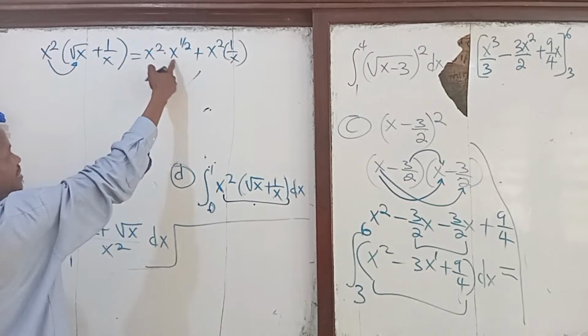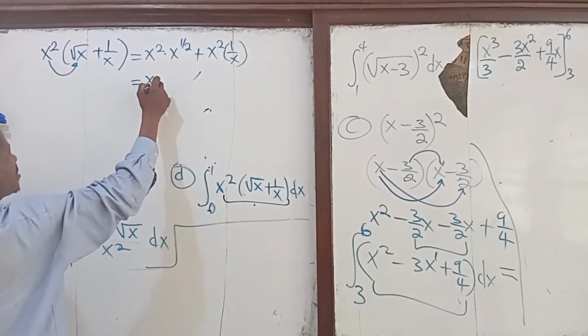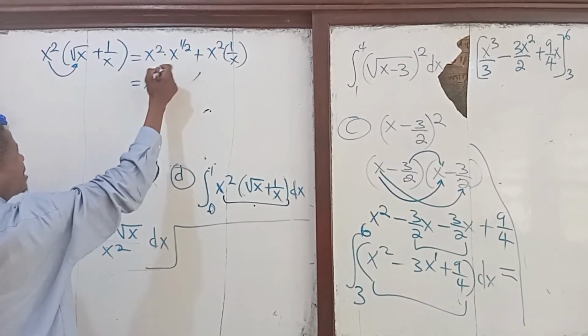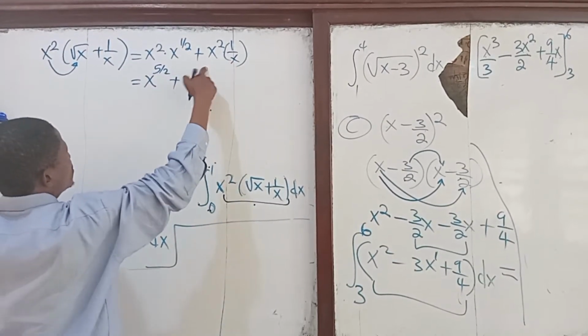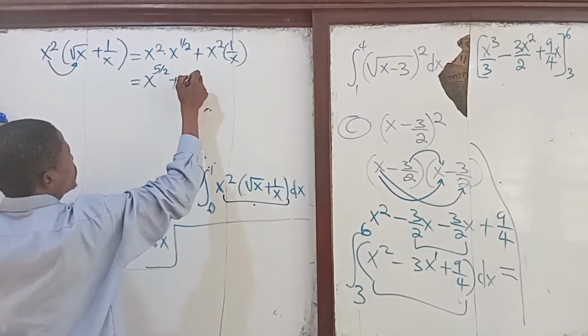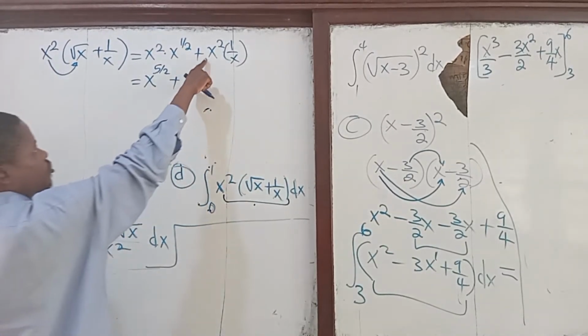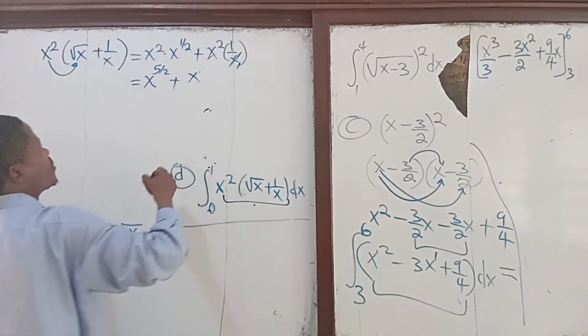So this is indices. They have the same base. Pick one of the bases and add the powers together. Okay, and that will be 5 over 2. Okay, plus what? This one will give you this. Because you have 2 over x, we have 1 here. So 1 we cancel here, it will remain 1 here.